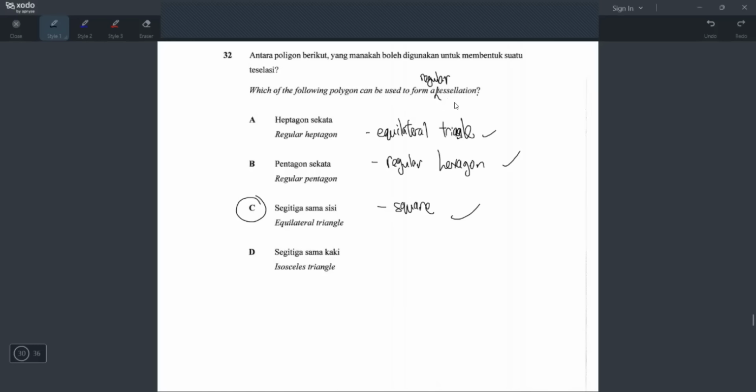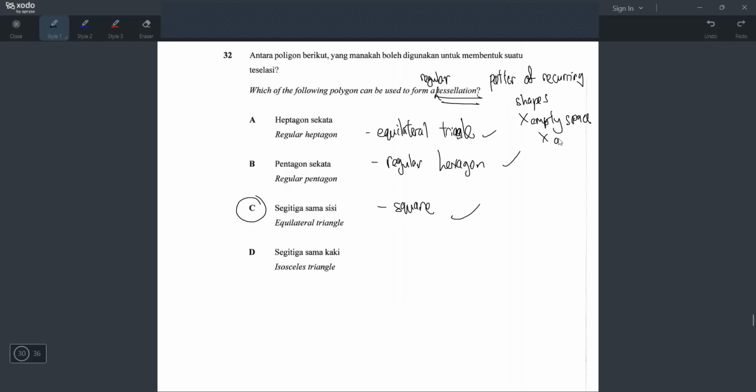Okay, first of all, what is tessellation? Tessellation is a pattern. It's a pattern of recurring shapes. Recurring shapes means repeating shapes. But they cannot have empty space. So no empty space and no overlap.